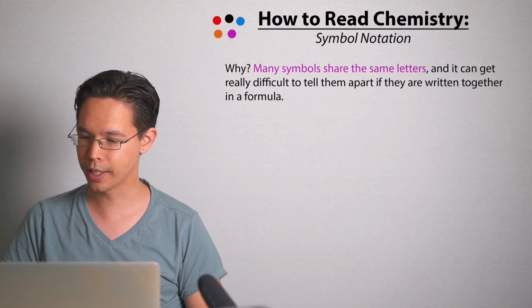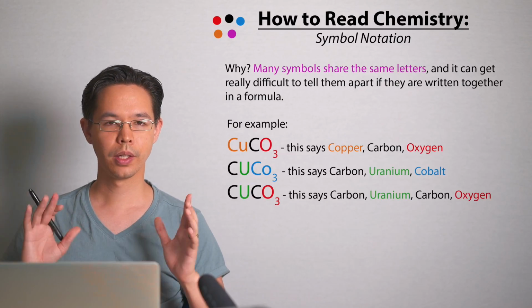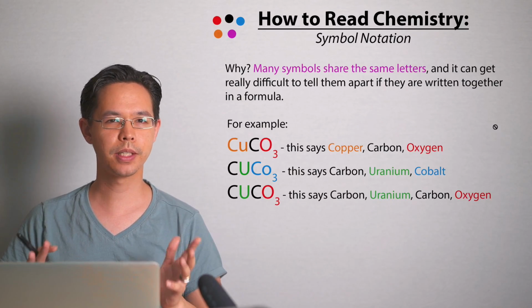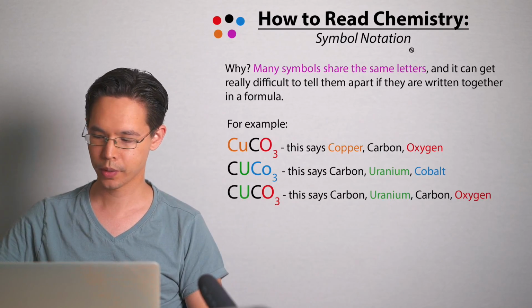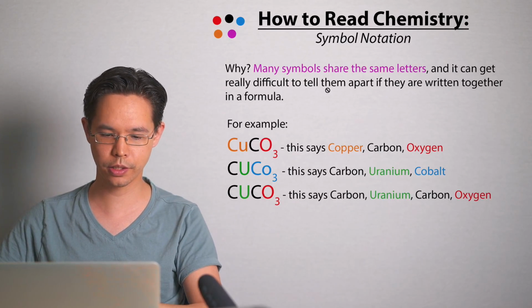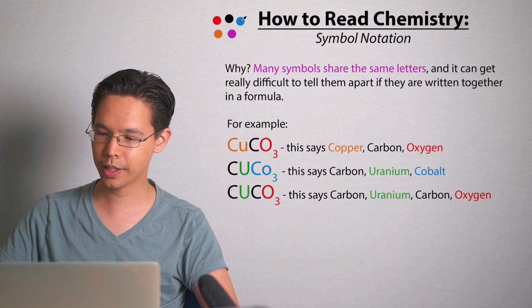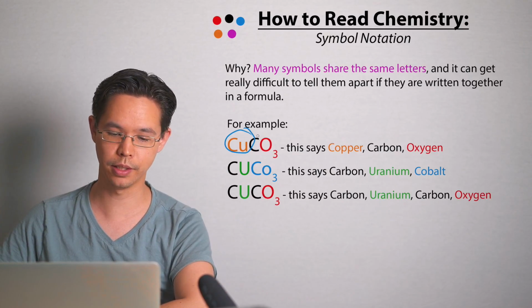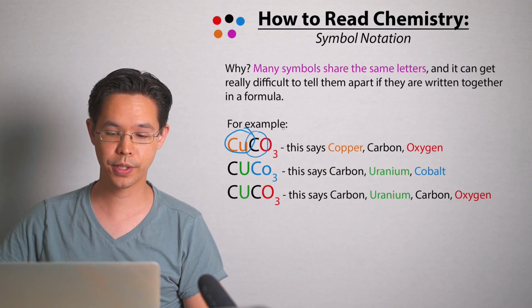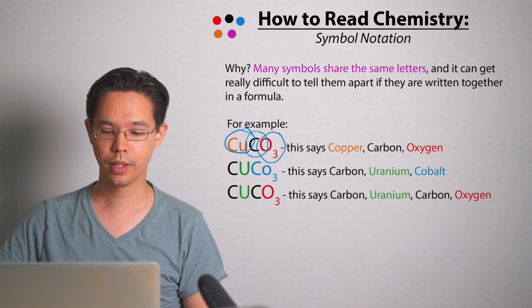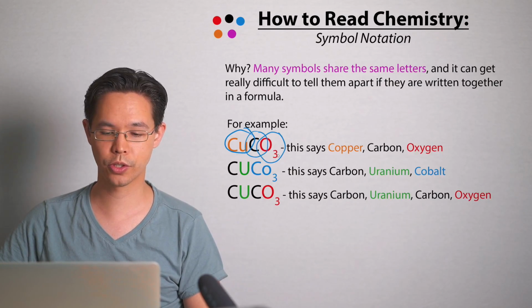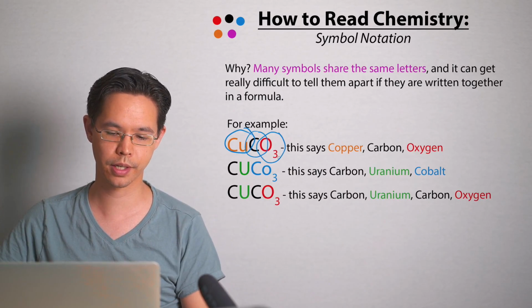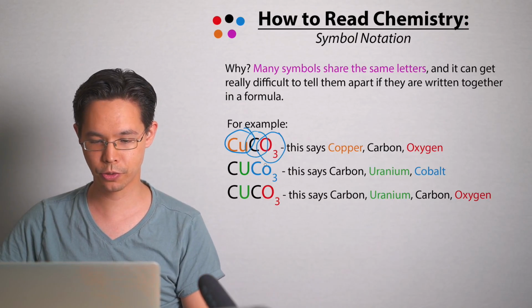So let's have a look at an example. Here I've just got some very similar looking formulas, but they mean entirely different things. So the first example, you can see that it's got CuCO3. How many ways can it go horribly wrong? So Cu, if you go to a periodic table of elements, that is the symbol for copper. Capital C by itself, that's the symbol for carbon. And capital O is a symbol for oxygen. Now there's a little 3 down here. Don't worry about it for now. We'll answer what that little 3 means in another video very shortly.